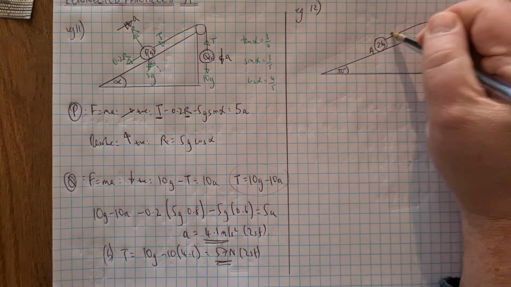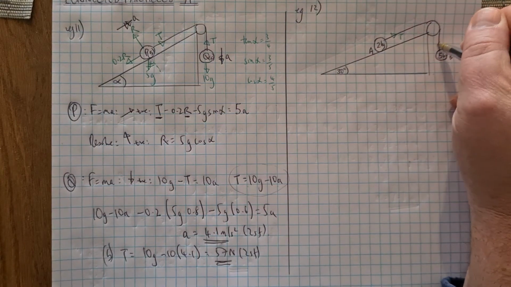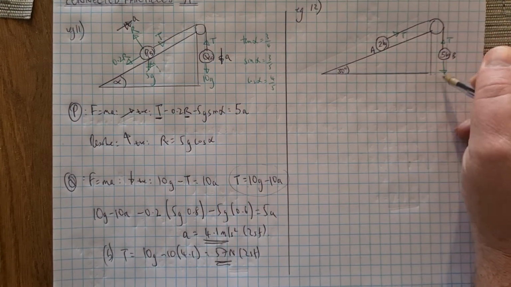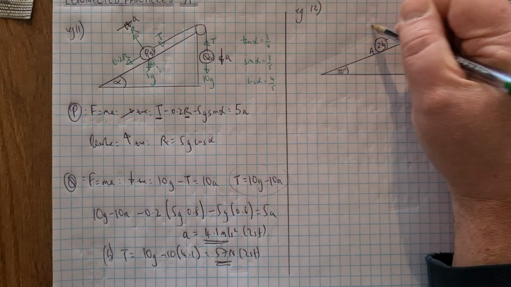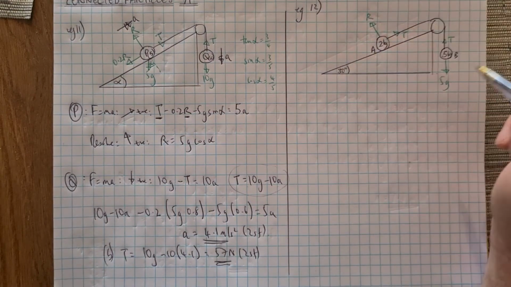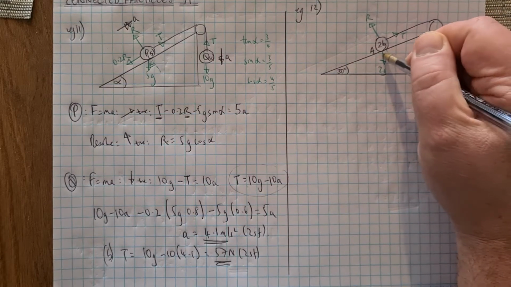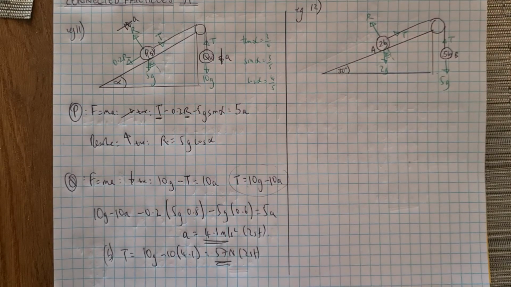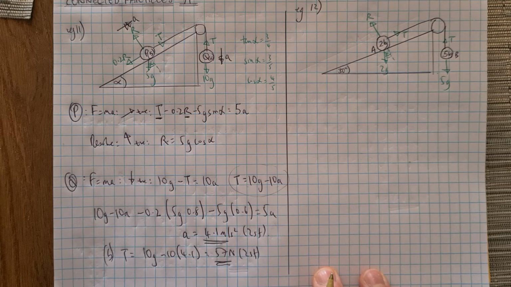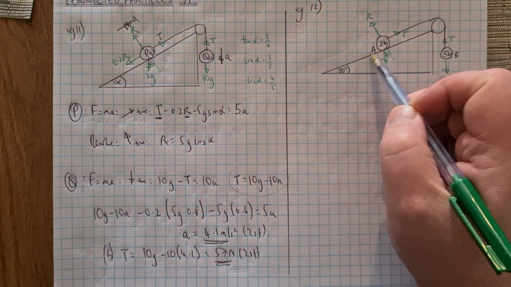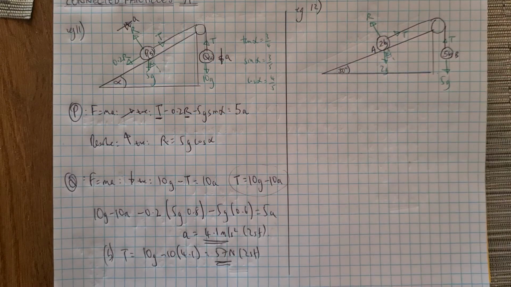So again, we have our tensions. For B, we have our weight of 5G. And then for A, we just have a reaction force, and we have our weight of 2G and our angle of 30 degrees in there. So we have one less equation to do here because we haven't got a friction force in terms of R, so we don't need to find out what R is.